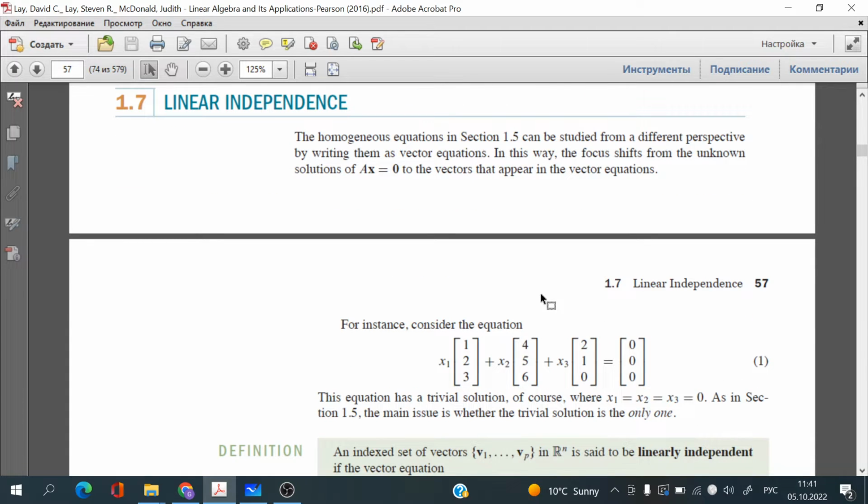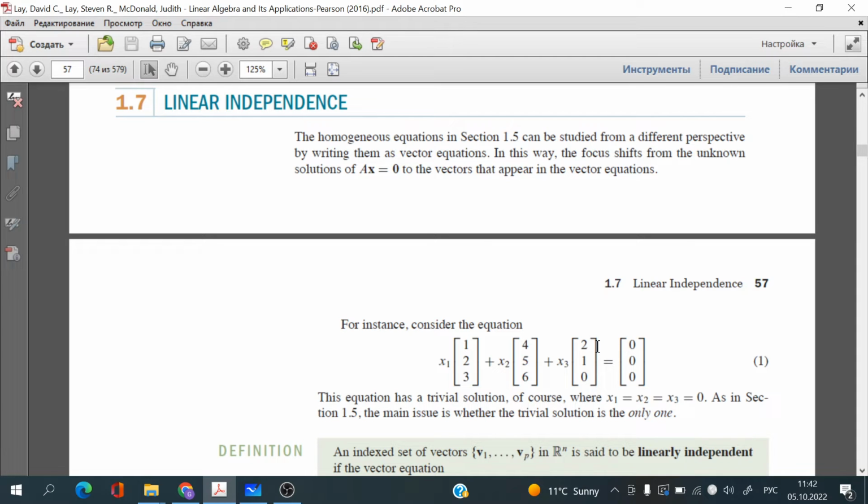Let's consider an example. It is already in vector form. So x1 times (1, 2, 3) plus x2 times (4, 5, 6) plus x3 times (2, 1, 0) equals the zero vector (0, 0, 0), correct? This equation has a trivial solution, of course. Let's make our variables x1, x2, x3 zeros. Then both sides coincide, which means that both of them are equal.